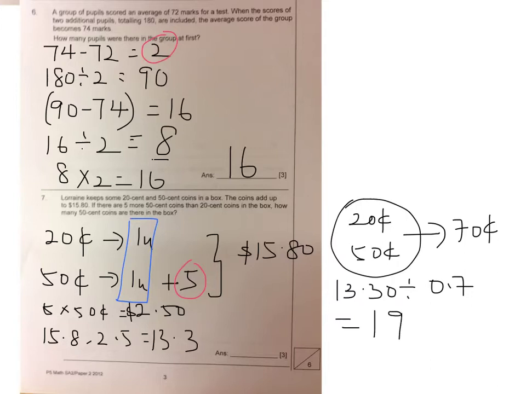So 13.3 divided by 0.7 is 19. There's 19 sets. Originally we have another 5 more coins, so 19 plus 5 is 24. So how many 50-cent coins are there? 24.